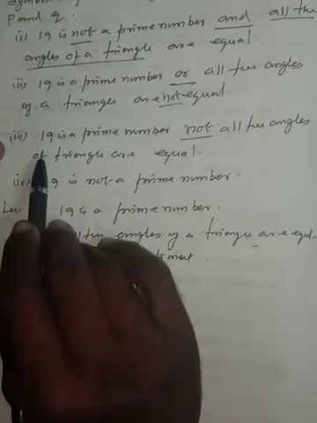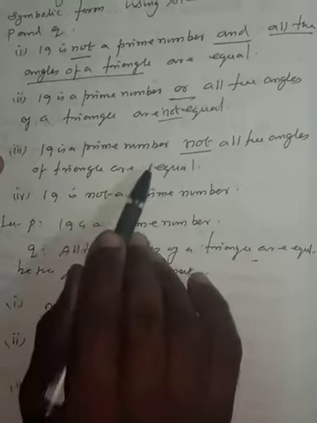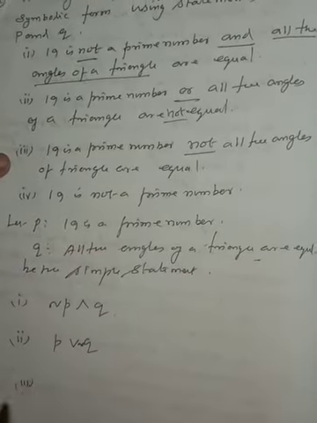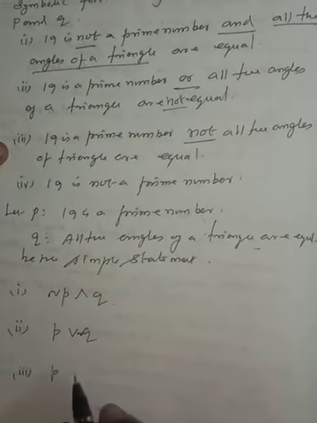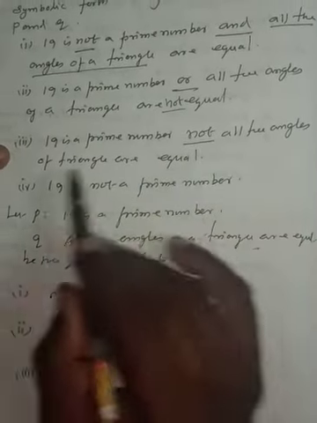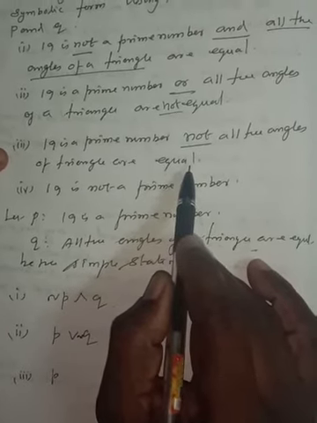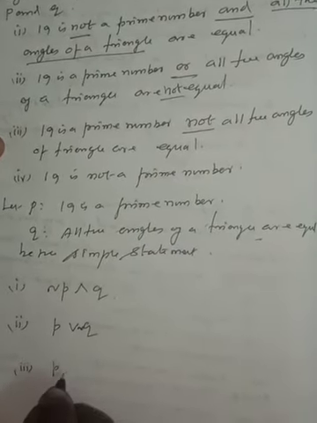Number 3, 19 is a prime number, so P. Not all the angles of a triangle are equal. So, and the symbol, negation of Q.